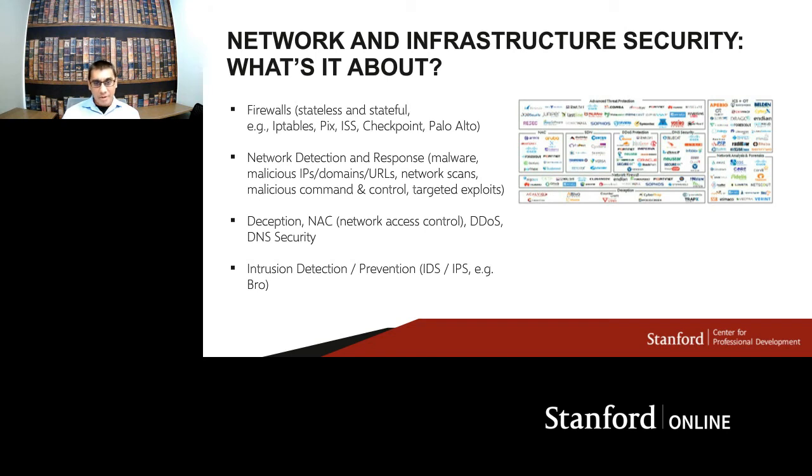There's a whole bunch of other areas in this category. So things like network access control: do I even allow an endpoint device to communicate on this network? How do I deal with distributed denial of service attacks? That also typically falls within this category. Intrusion detection and prevention, going back to tools like Bro that came out of the research community decades ago now, are part of this network and infrastructure category.